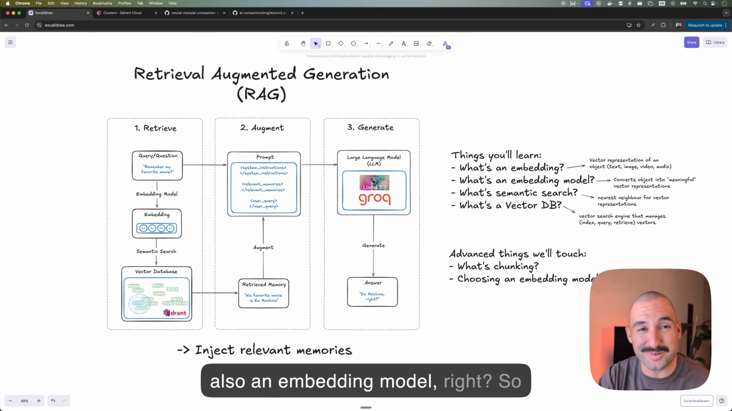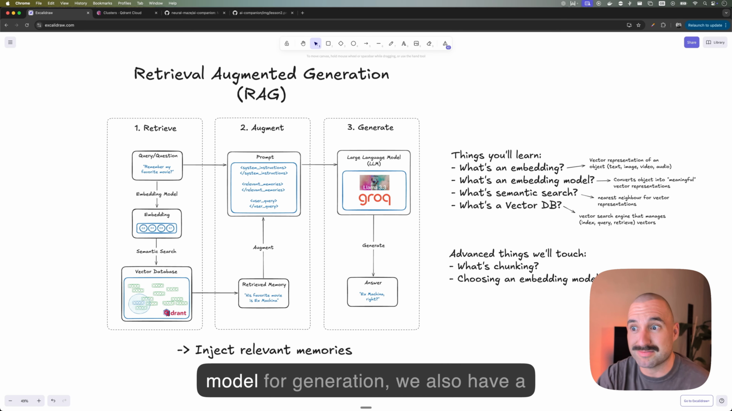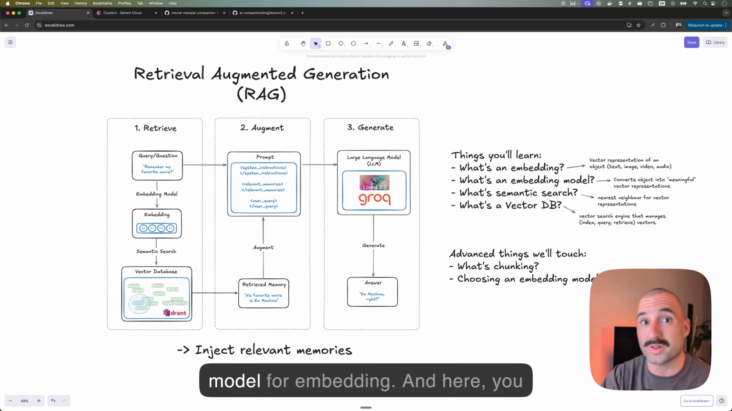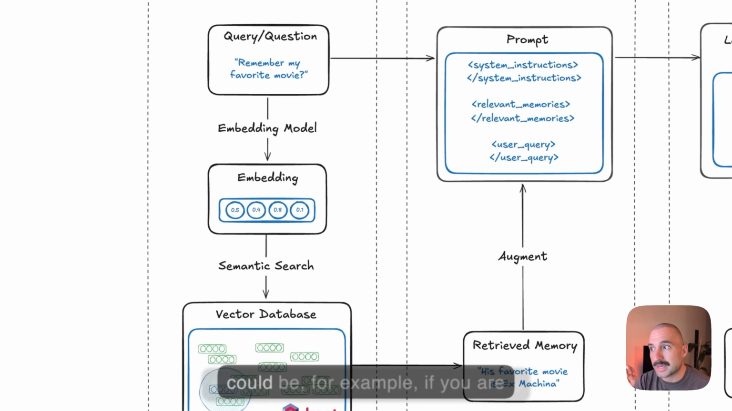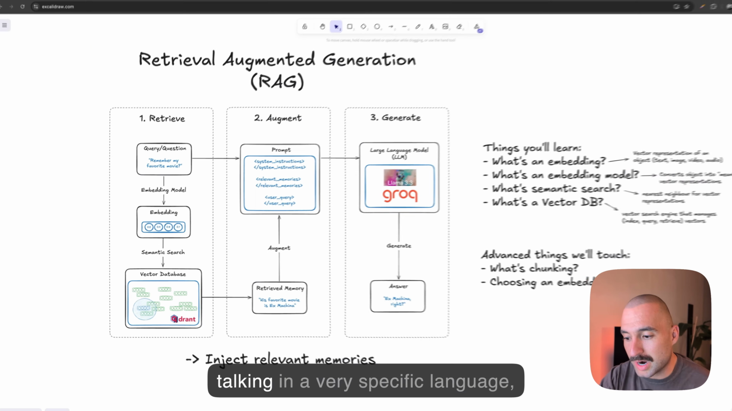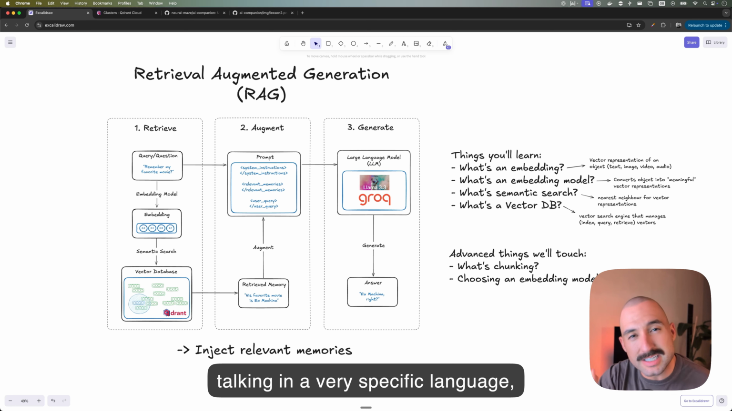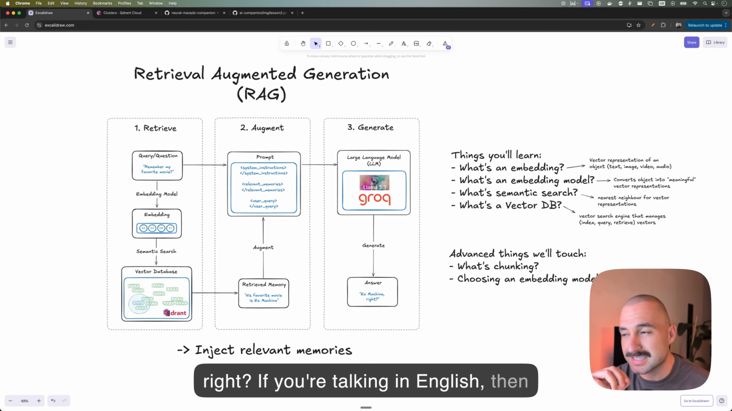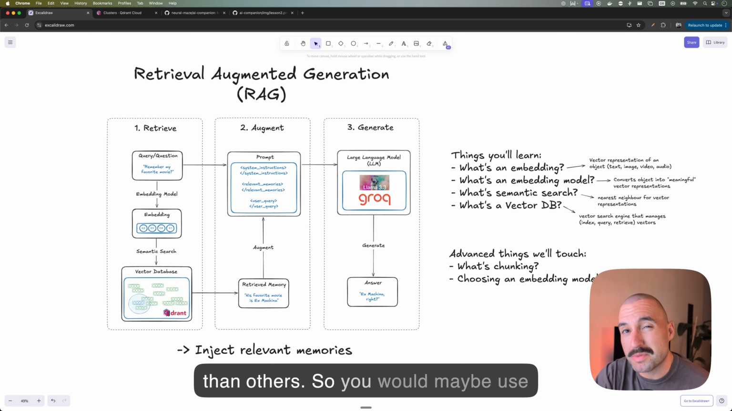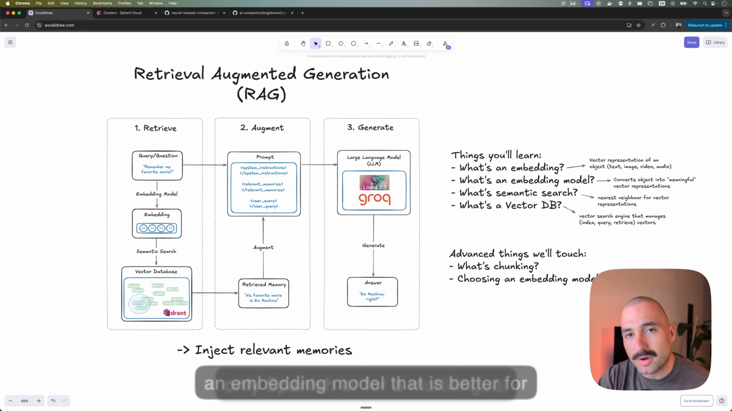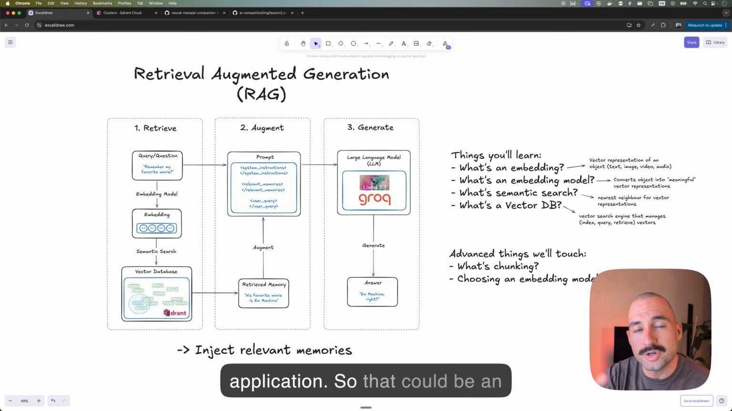And also the embedding model, right? In the same way that we have a model for generation, we also have a model for embedding. And here you should select an embedding model depending on the meaningful representation that you want to get from the data. An example could be if you are talking in a very specific language. If you're talking in English, then it's simple, but maybe in Spanish, there are models that work better than others. So you would maybe use an embedding model that is better for Spanish or for a multilingual application.